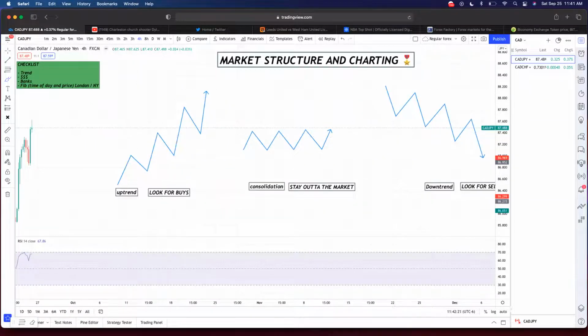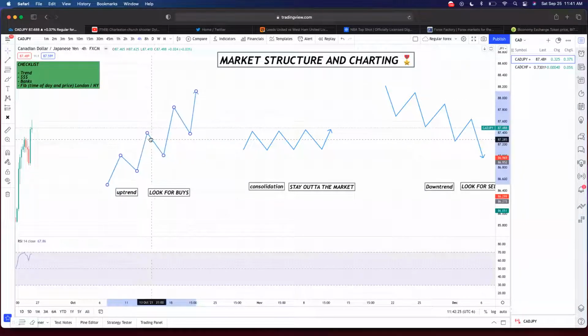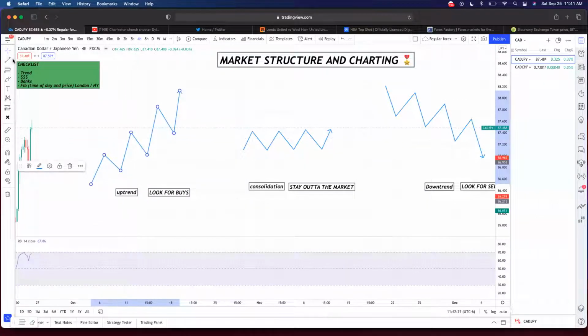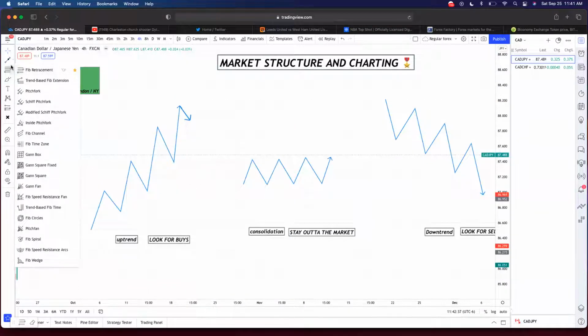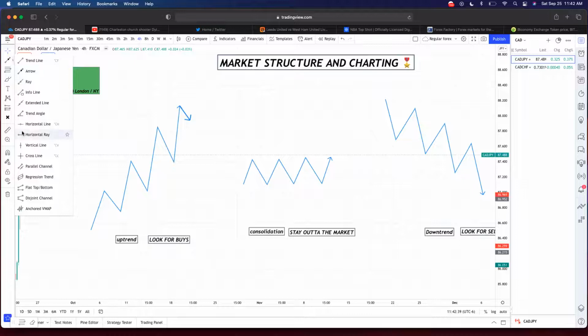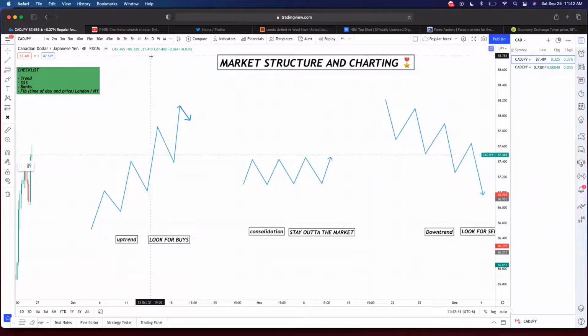So for example, let's say you're in this uptrend, okay? When the market starts retracing, you have to understand that this is now your current trading range. Between here and here.